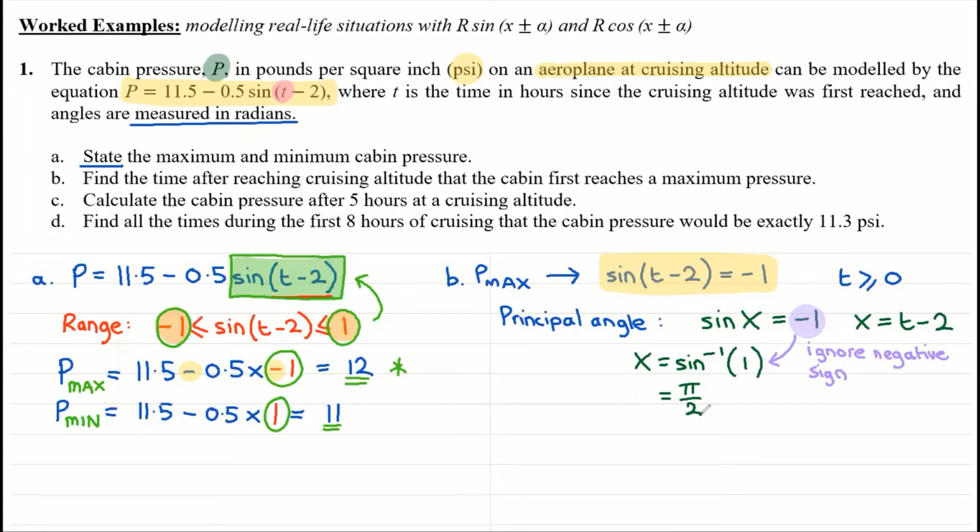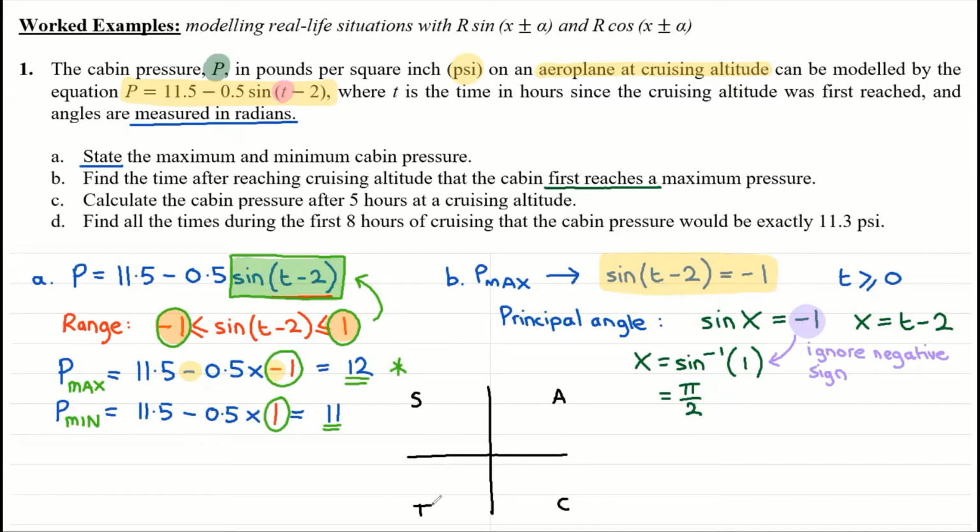Now, for our principal angle, we have to find the time after reaching cruising altitude that the cabin first reaches maximum pressure, the first occasion. Remember, if you have a principal angle and you're sticking it on a CAST diagram, there are an infinite number of answers if we don't restrict our domain. So we're going to have to be careful as to how many times we go around and what would actually be the first instance. You'll see how it works in a second. So let's put our CAST diagram on here: C, A, S, and T.